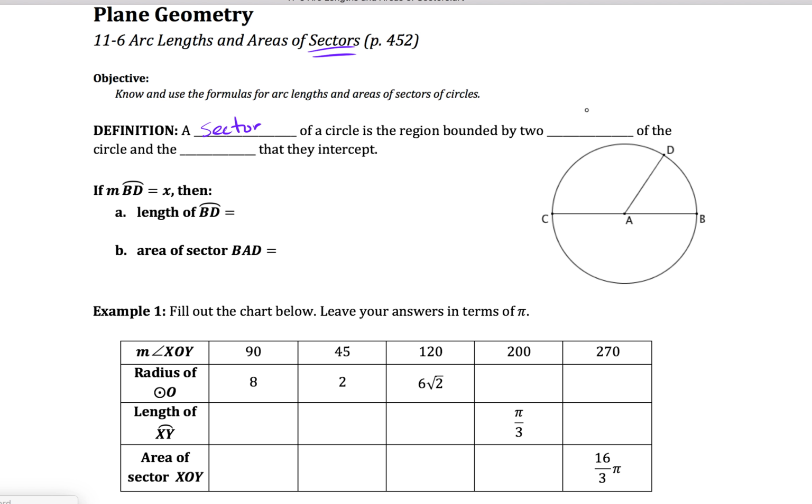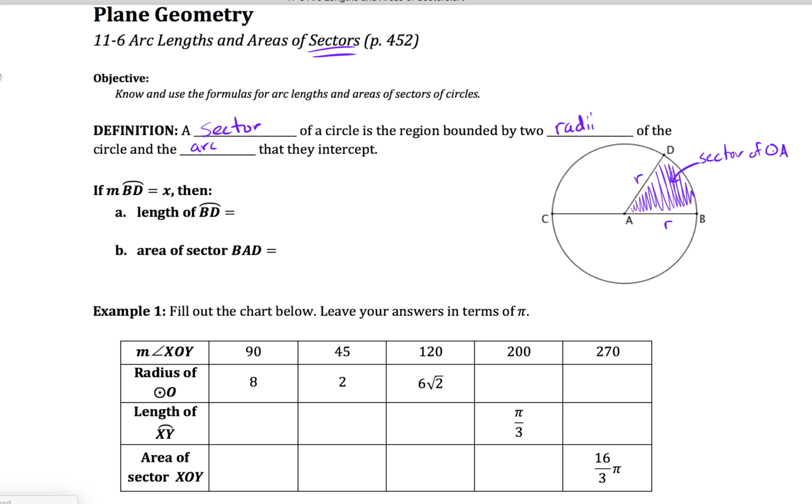A sector of a circle is a region bounded by two radii of the circle and the arc they intercept. So what does this mean, to bound a region? It means to create the borders of a region. So two radii and an arc are creating a border for a region in a circle. What we have here is a radius AD, a radius AB, and this arc BD. Together, those three things bound this region right here that looks like a slice of pizza or a slice of pie. So that thing is considered to be a sector of circle A.